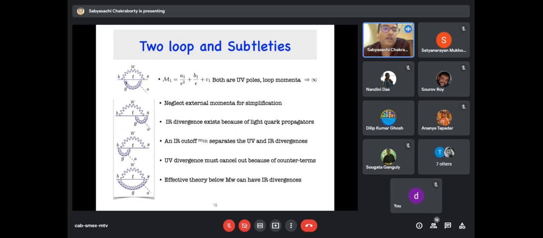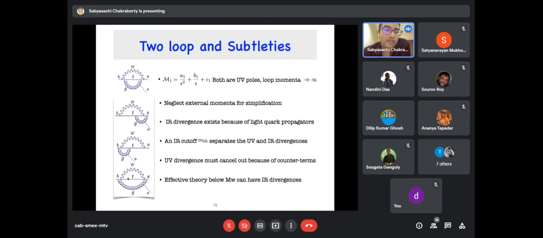Another part is this particular diagram only has UV poles, because the IR poles can come when the gluon momenta goes to zero. But at that limit, this derivative coupling also vanishes. Because it's a derivative coupling, it picks up a momenta. When the momenta is zero, this vertex goes to zero. So therefore, this particular diagram only has UV poles.